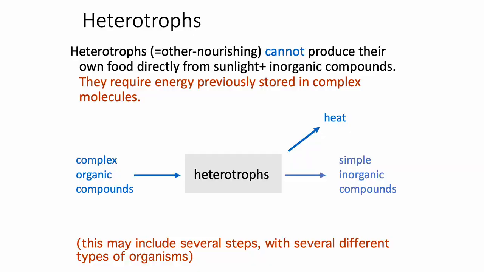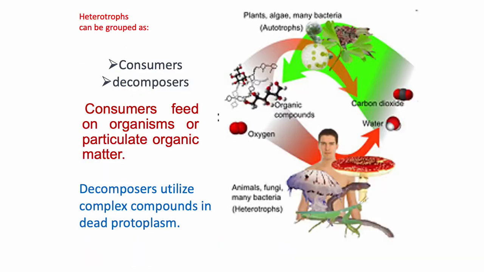Heterotrophs cannot produce their own food directly from the sunlight. They require energy stored in complex molecules. Here in this picture you can observe the different types of heterotrophs. The heterotrophs are grouped as consumers and decomposers. Consumers feed on organisms, whereas decomposers utilize the complex compounds present in the dead organisms.